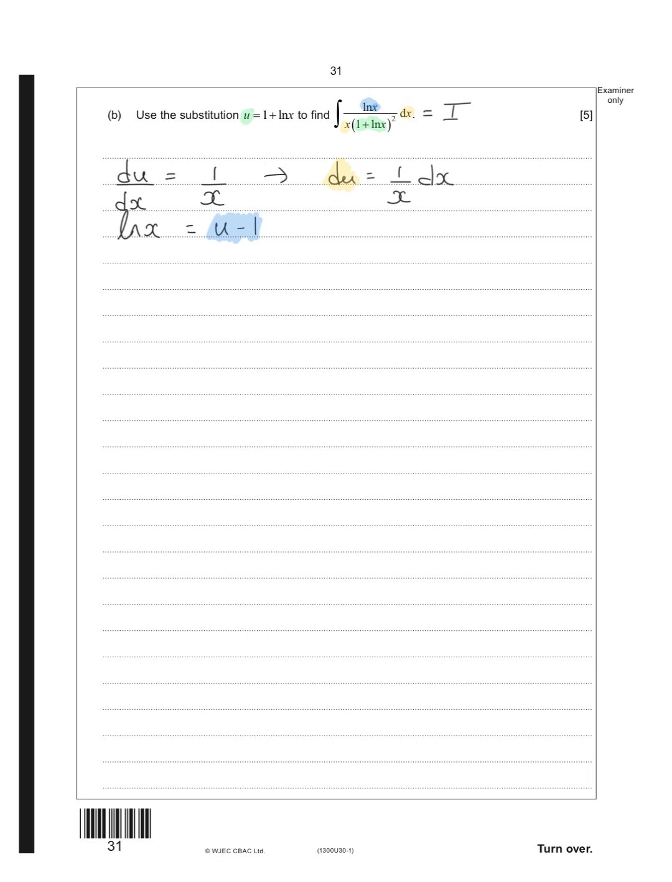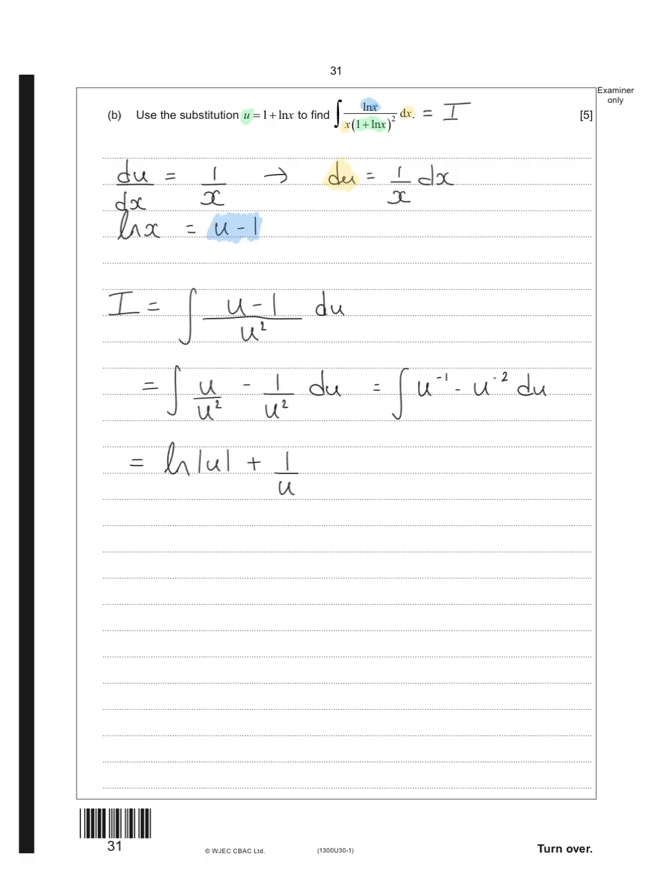So u over u squared is 1 over u, which is u to the minus 1. And then 1 over u squared is u to the minus 2. So minus u to the minus 2 du. And then we can integrate this, hopefully no problem. When you integrate u to the minus 1, or 1 over u, you get natural log of mod of u. When you integrate u to the minus 2, you add 1 to the power and divide by the new power. So in this case you should get plus 1 over u plus c. I think this is the first time I've used a constant of integration. I didn't have to use one on the last question because we had limits.